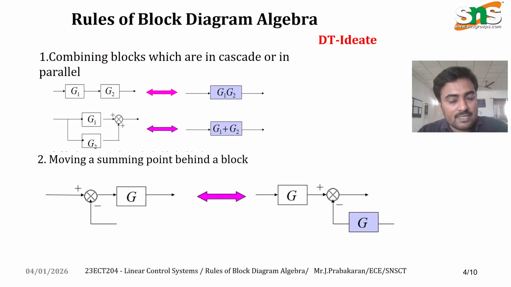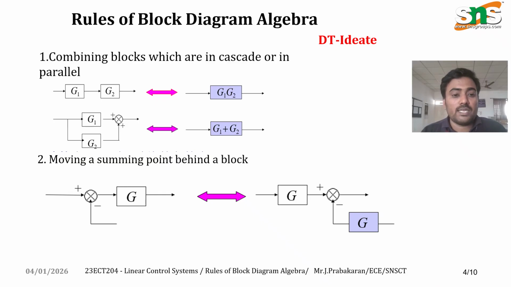Let me discuss the rules of block diagram. The first rule is combining blocks which are in cascade or in parallel. When blocks are connected in cascade, we multiply their transfer functions. When blocks are connected in parallel, we add their transfer functions. This helps to reduce multiple blocks into a single equivalent block. Here you can see the diagram for the first rule.